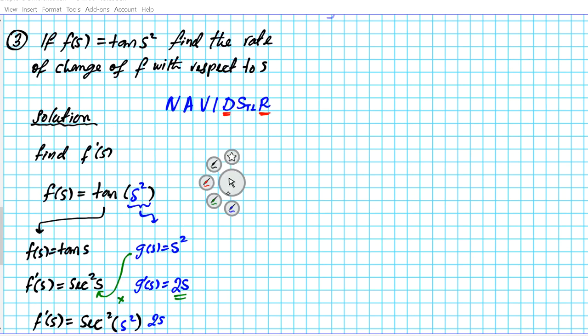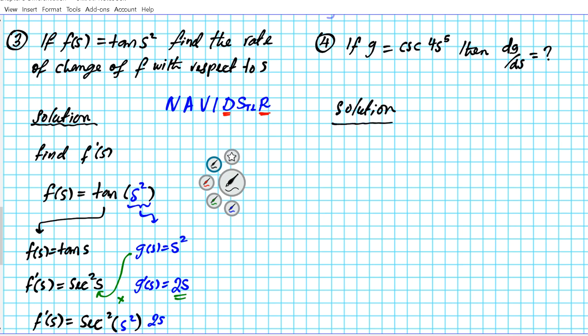All right, let's take a look at question number 4. So for question 4, what if you have the following situation? If f of s, let's change this, let's use g this time. So number 4, let's say if g is equal to cosecant 4s to the fifth, then dg ds is what? Okay, let's go ahead and do this one real quick.